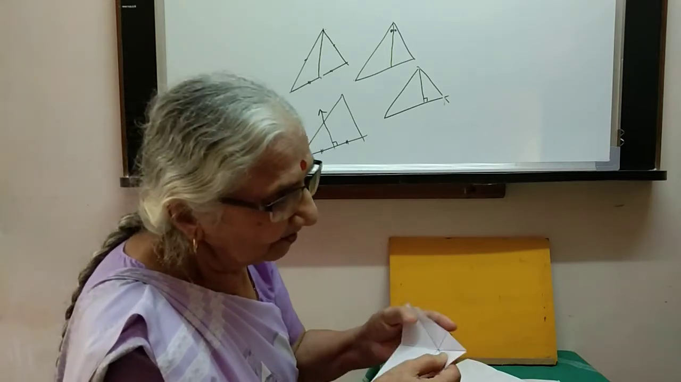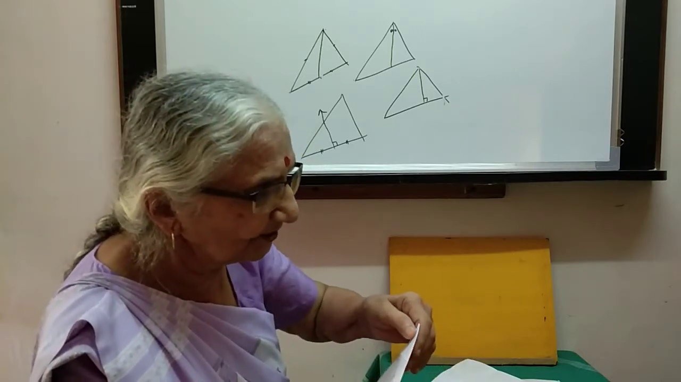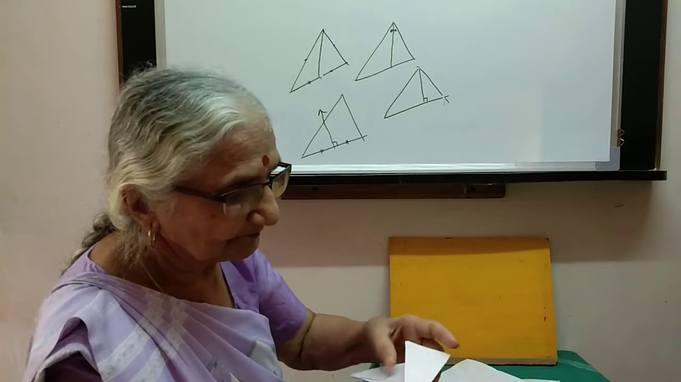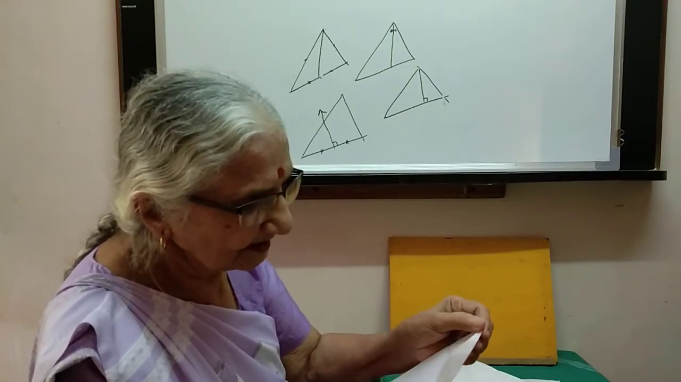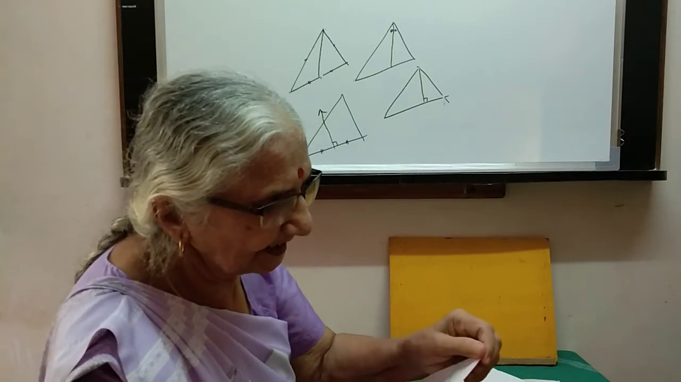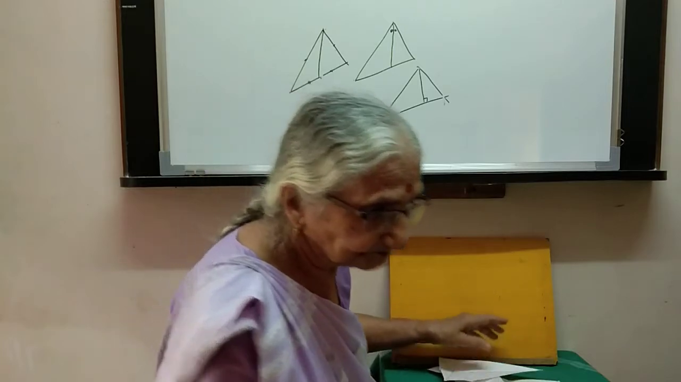Similarly for the altitude here, hold this, fold here and press. For the altitude from this point, hold this, fold this and press. And now you can see that the three are concurrent.